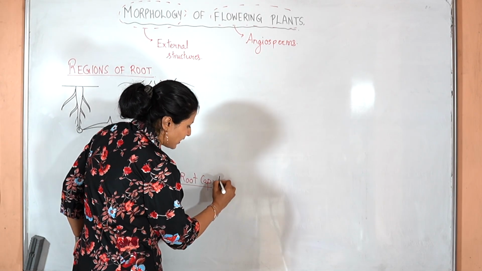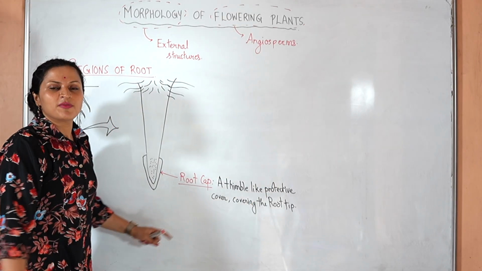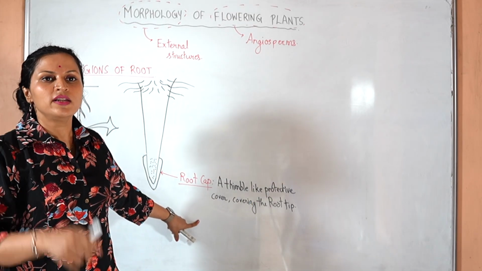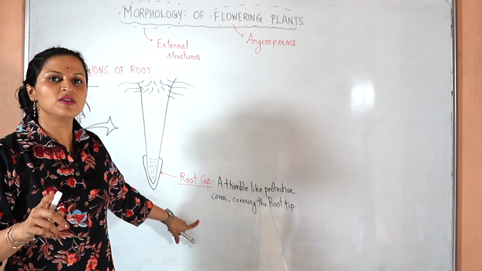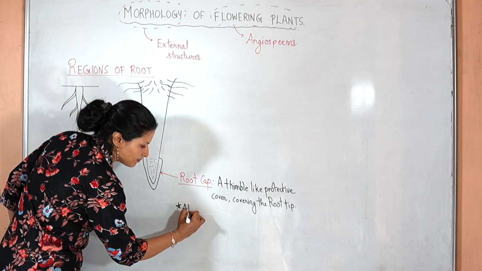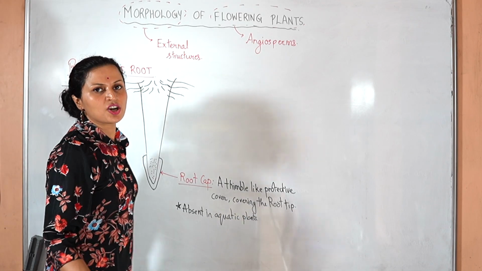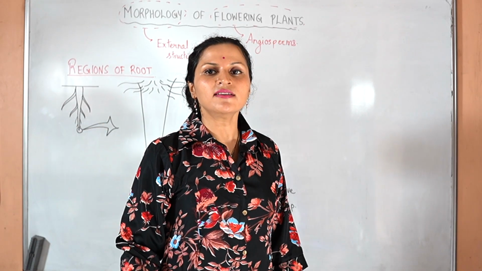A thimble-like protective cover covering the root tip. Such a type of root cap will be present only for the roots of terrestrial plants. It will be absent for the roots of aquatic plants. Absent in aquatic plants. Why? Because aquatic plants will not need it since they will not be digging the earth.